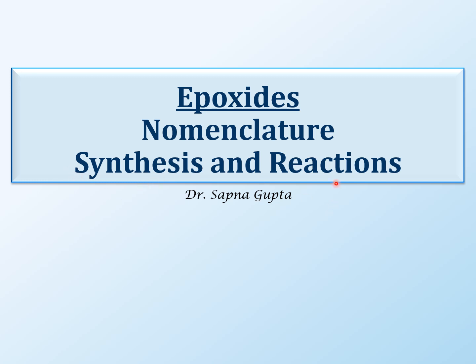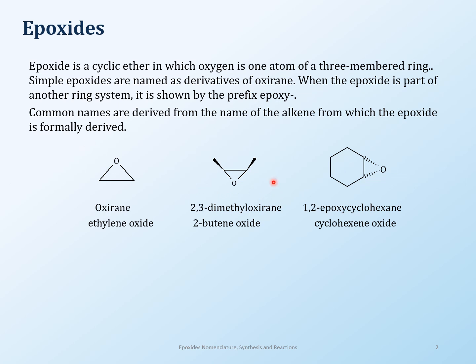So epoxides are the three-membered ethers, three-membered ring, okay, cyclic ethers. And in this one, we're going to do everything about epoxides, which is the nomenclature, synthesis, and reactions. So first, as usual, what is an epoxide?